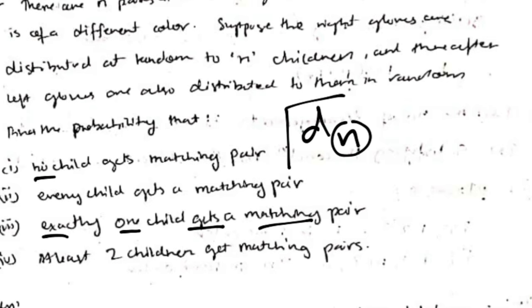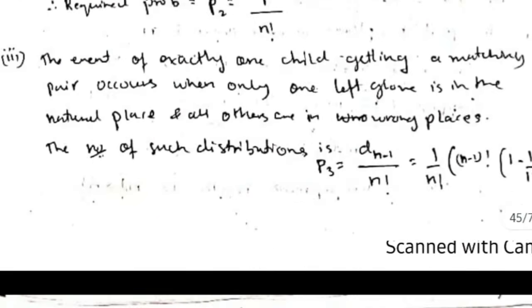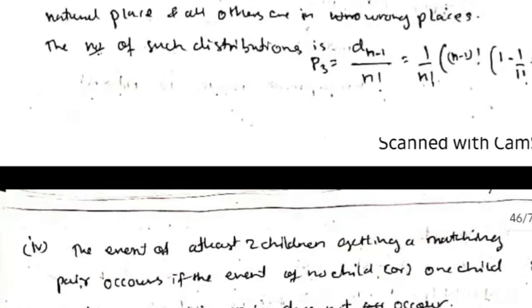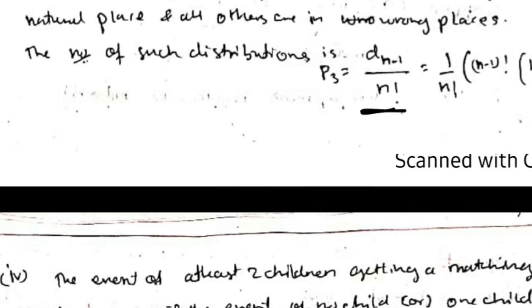In the next question we have been asked that exactly one child will get a matching pair. Now in the first question we found dn, meaning if there are n gloves, no child will get a matching pair, that is dn. If one child should get a matching pair, an exception to this is dn minus 1. So we will be writing here dn minus 1. Dn minus 1 by n factorial, that is p3.